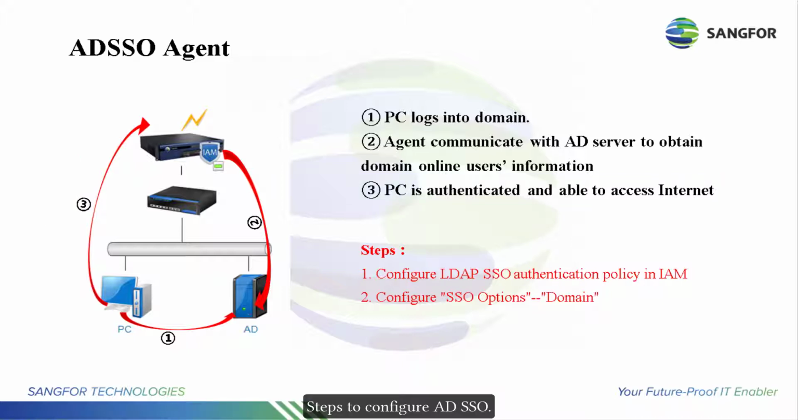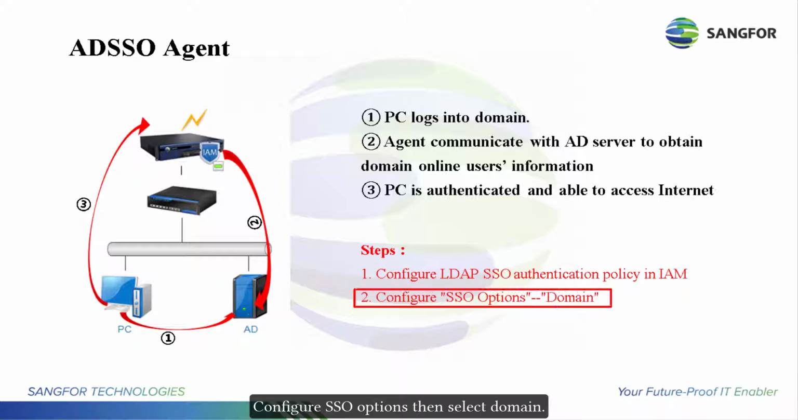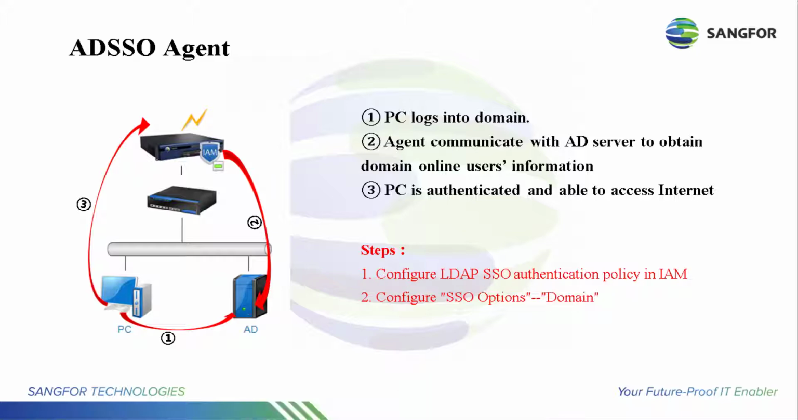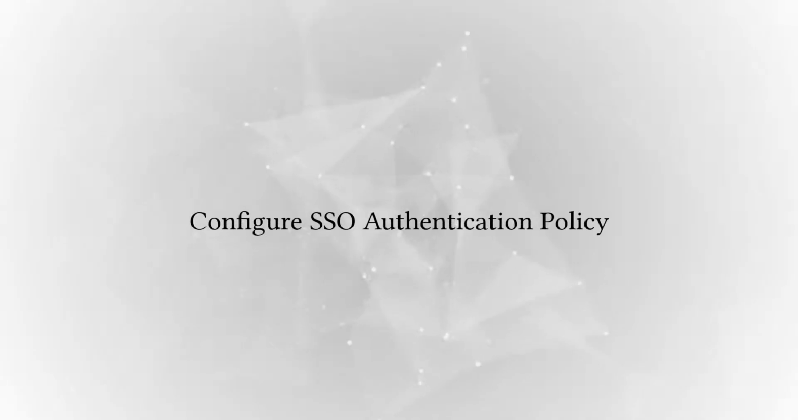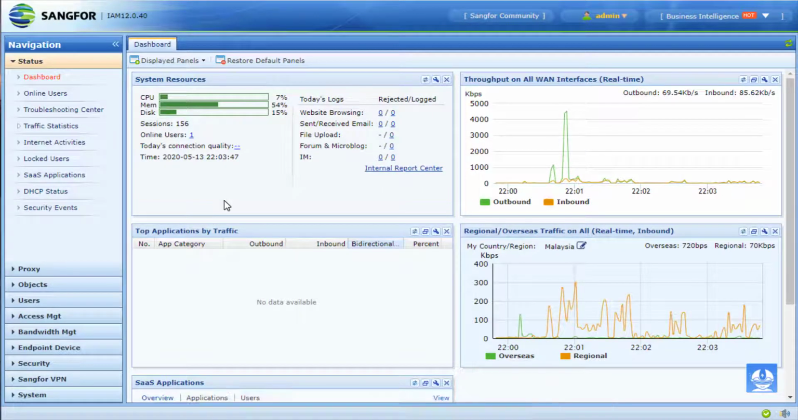Steps to configure AD SSO. Configure the SSO Authentication Policy in IAM. Configure SSO options, then select Domain. Configure SSO Authentication Policy. We will start with configuring the SSO Authentication Policy.